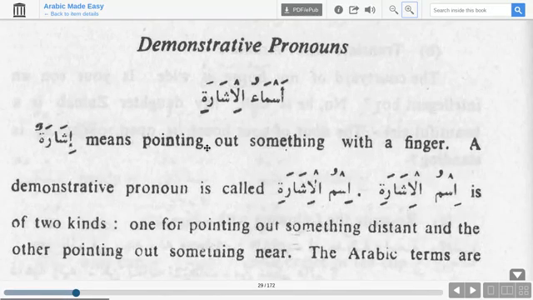So now we're going to go over the book, Arabic Made Easy, page 38, lesson 10. أسماء الإشارة.